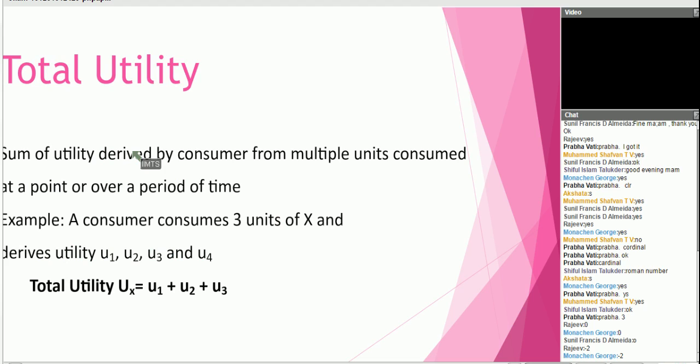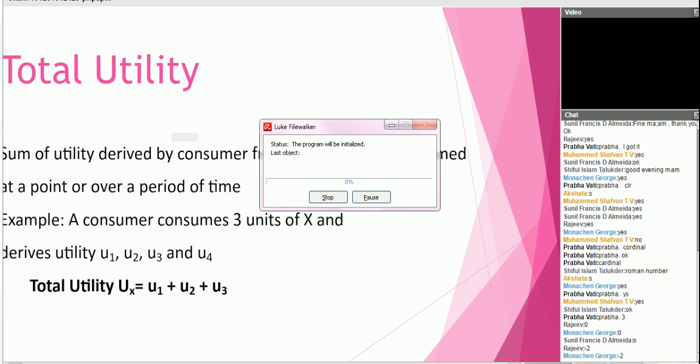So now let's see the definition of total utility. It is the sum of utility derived by the consumer from multiple units consumed at a point or over a period of time. This is the definition. So the consumer consumes units of X and derives utility as U1, U2, U3 and U4. The sum of all these is the total utility.